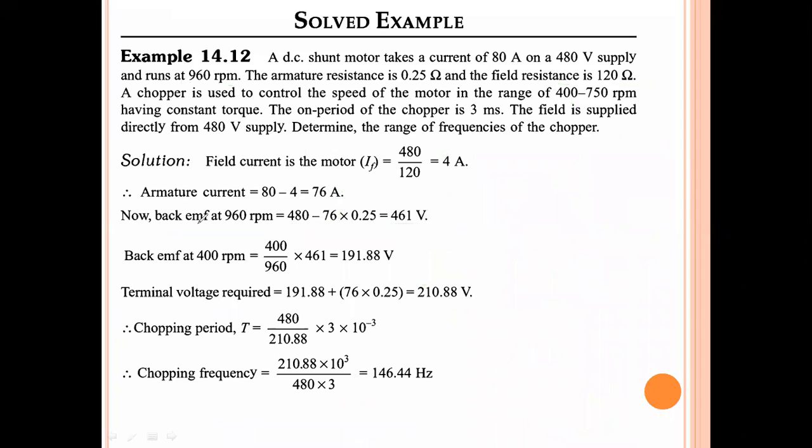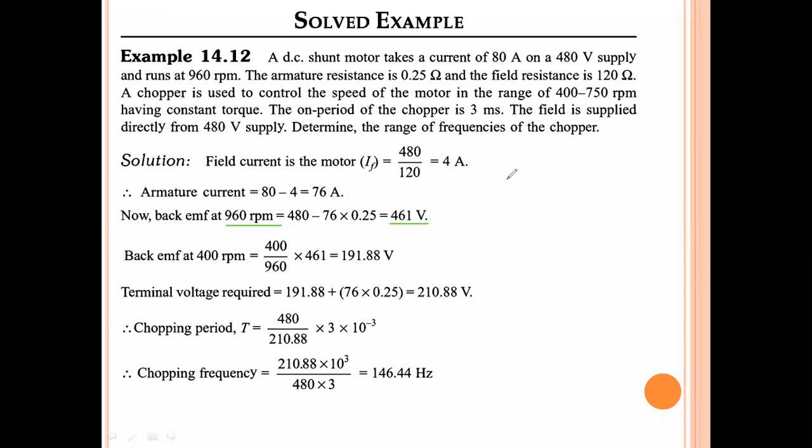Now we have calculated the back EMF. Let's say that is EB1, back EMF 1, at 960 RPM. Let's say that speed is omega or N1, that is RPM. So this is 960 RPM, which is speed 1, and the back EMF will be 461.